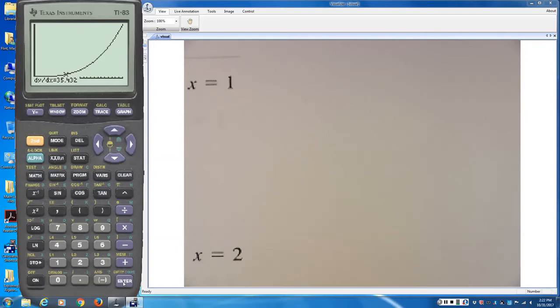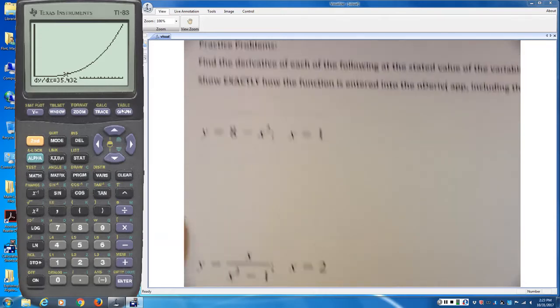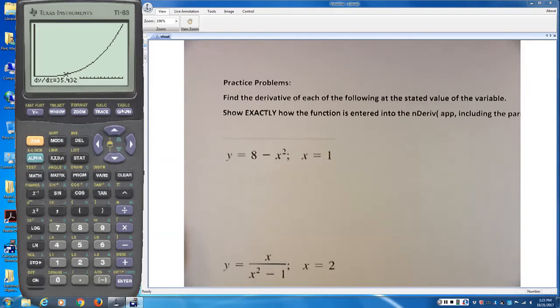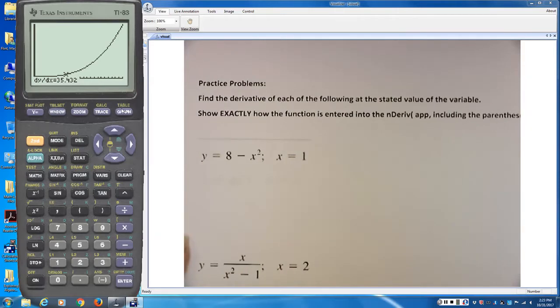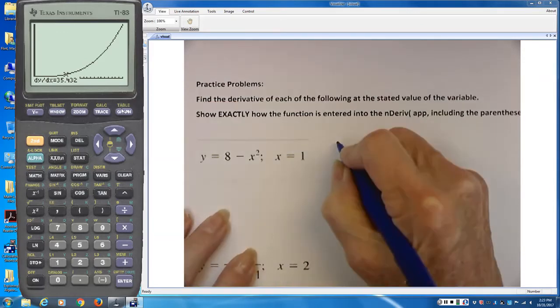So what I want to do is we want to practice a little bit just to make sure everybody's comfortable with it. So on our practice sheet, this is what I want you to do. This is to help you, not me. This is not for me. I'm not taking it up for a grade, but this will help you. And on the test, I would want to see this on the test. If you're going to use the numerical derivative, I want to make sure that you put it in correctly. Okay? So find the derivative of the function at the stated value and show exactly how the function is entered into the nDeriv.